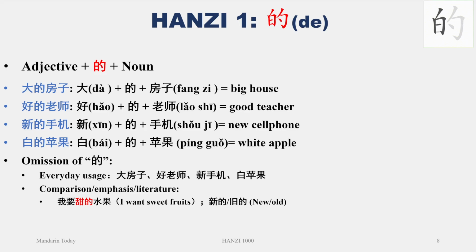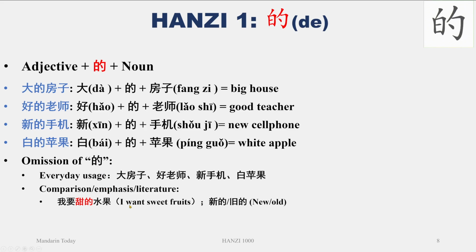I want to talk about the omission of 的. These phrases are commonly used in real life, in daily conversation. So if you are talking to someone, you wouldn't say 大的房子 unless you want to emphasize that it's really a big house, you would just say 大房子, right? Or you wouldn't normally say 好的老师, you would just say 好老师, a good teacher. And you would say 新手机, a new cell phone, not 新的手机. And then 白苹果, a white apple, unless you really want to emphasize that it's a white one.